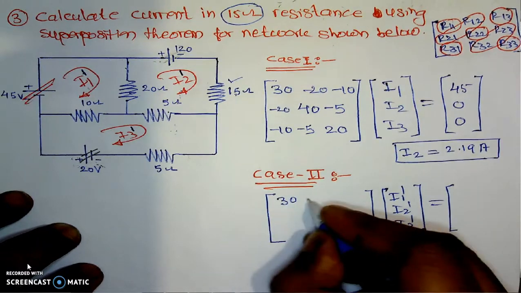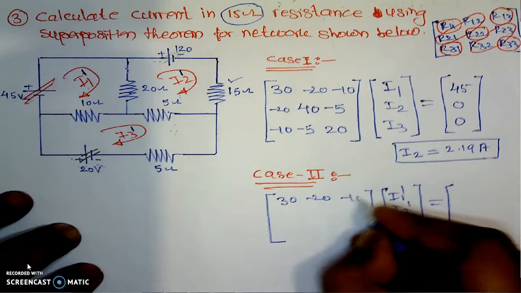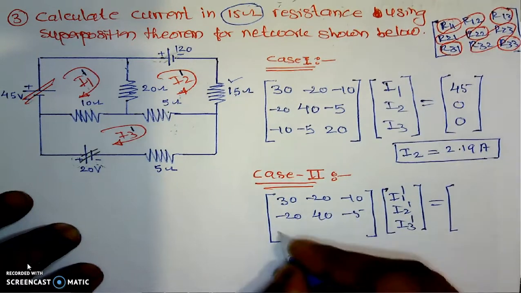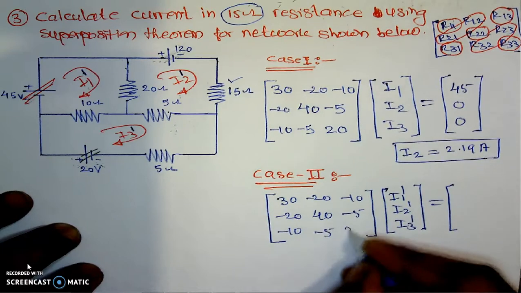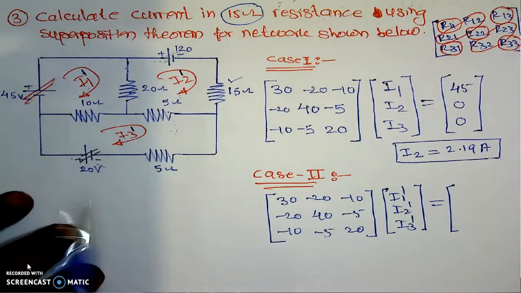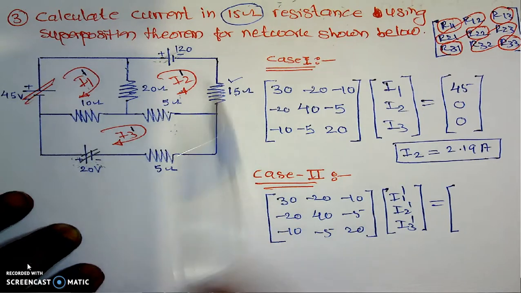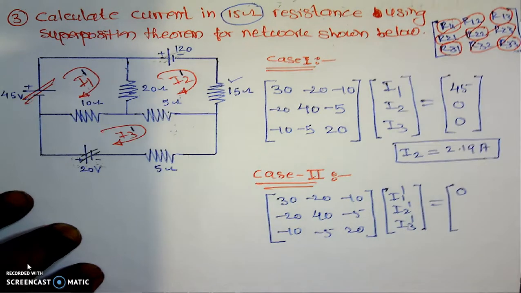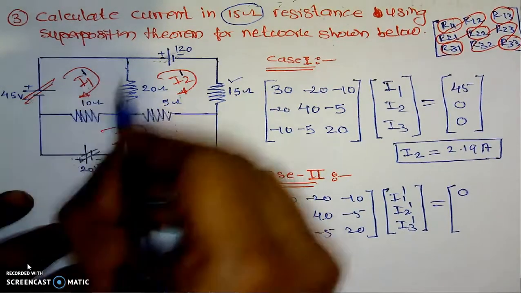These values will be the same: 30, minus 20, minus 10, minus 20 again, 40, minus 5, minus 10, minus 5, 20. Because we are not changing any element in this circuit, we are changing only the constants. That's why the first constant will be 0 in this loop.